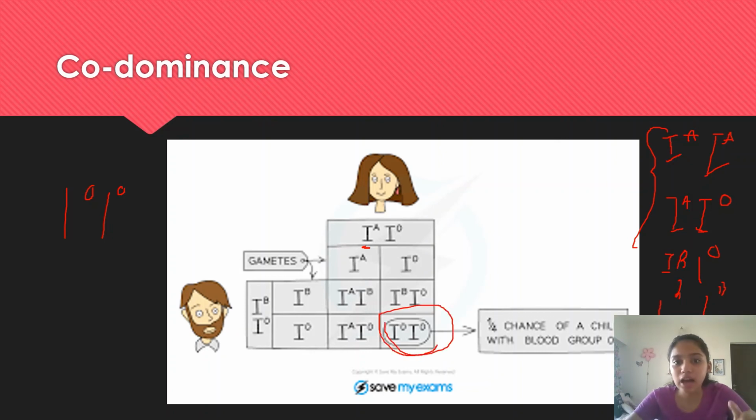Okay, but now if you can see over here, you have IA IB. Now both of them are dominant alleles. So which one is expressed? Both of them are expressed. That's called codominance, when neither of them masks the effect of the other. Okay, so that's seen in blood groups.